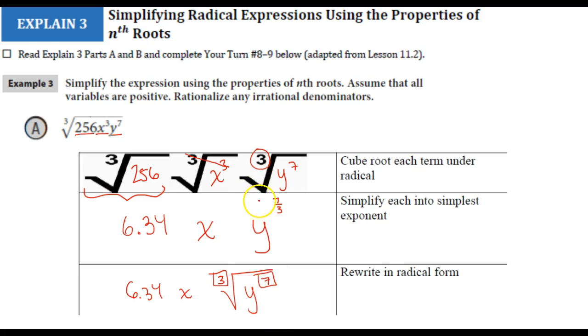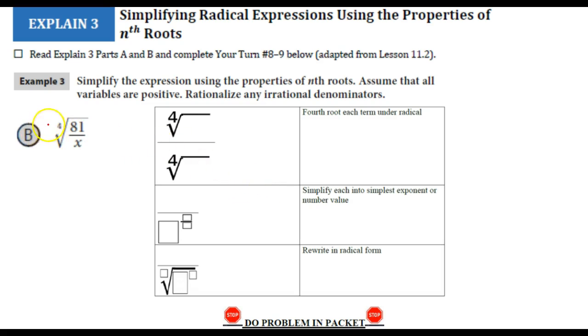Okay, let's try another one out, such as letter B, fourth root of 81 over x. So the first thing I'm going to do is take the fourth root of each term. So 81 will get its own fourth root, and x will get another. We will then simplify into its simplest exponent and or find the number value. So in your calculator, make sure you're finding out what is the fourth root of 81, which if you calculated that out, that would be about 3.